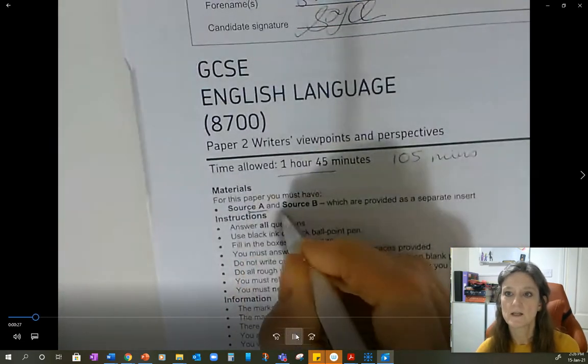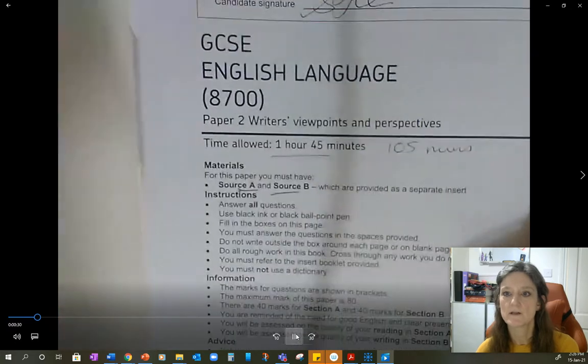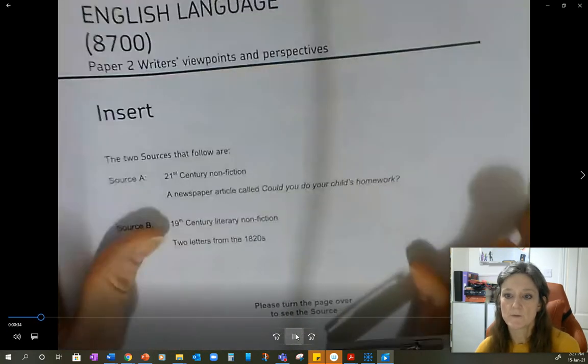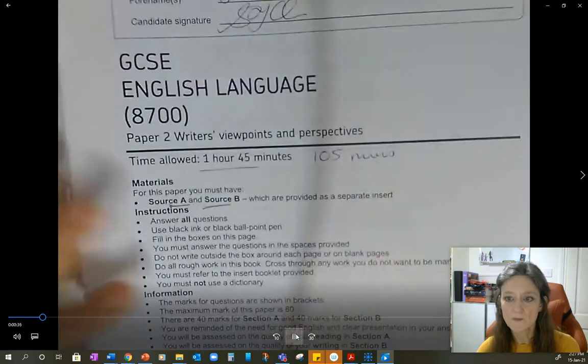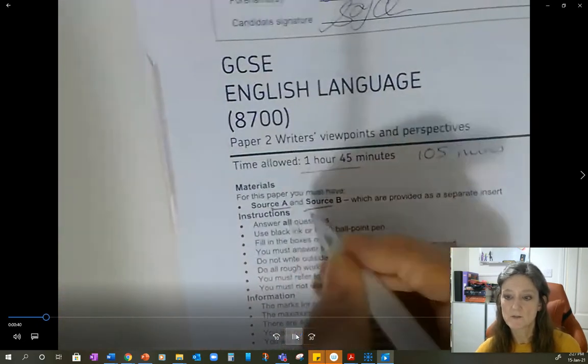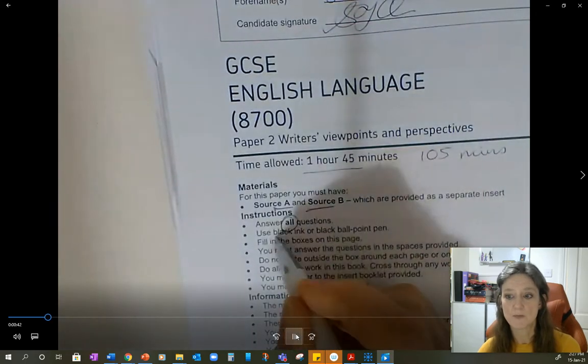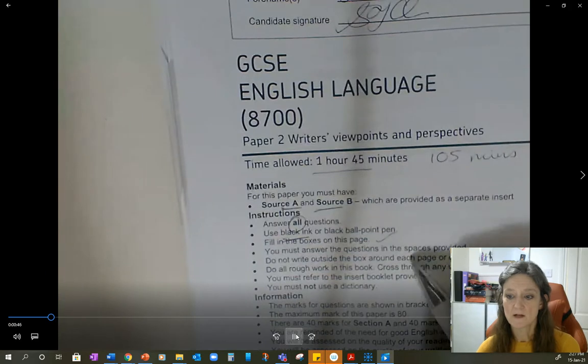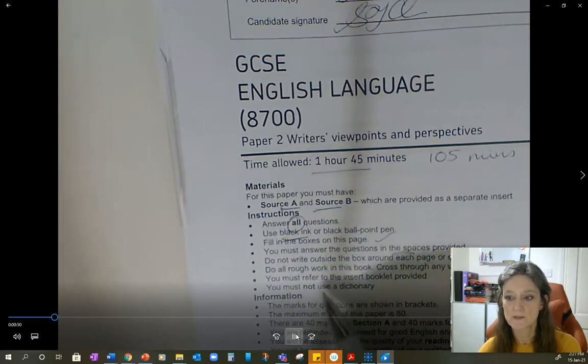So what I'm doing before the examiner started me off is reading through the front of the paper. I filled in my name and my first name, and it's an hour and 45 minutes long. It tells me that I must have source A and source B, so you can see I was just checking that my source booklet was there. I'm going through the paper. It's an hour and 45. I've got 105 minutes. Source A and source B is there.